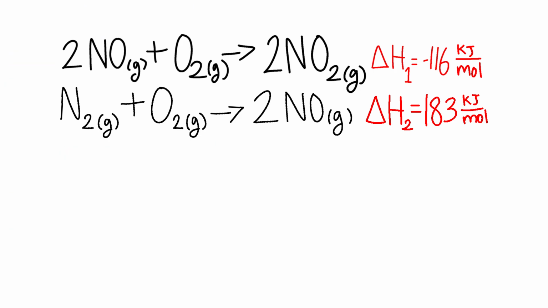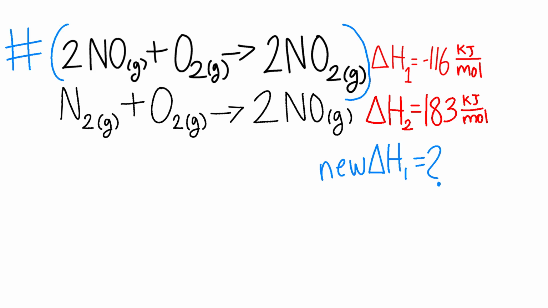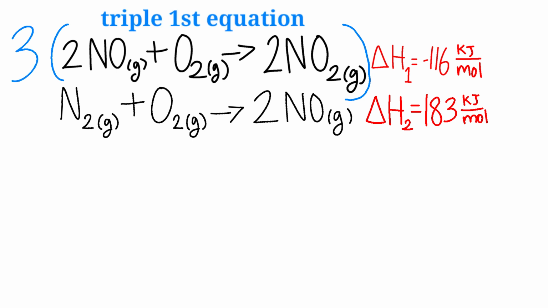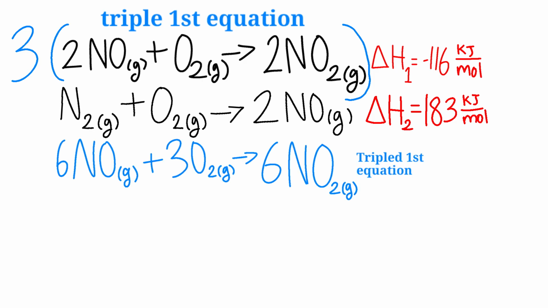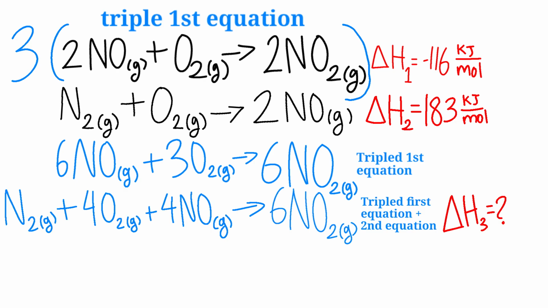There's one other thing you can do to the original equations, and that's multiplying a whole equation by a number. And when you do that, you multiply the delta H by that same number. So, with these two original equations, let's say that I want to triple this first equation. That would give me this reaction right here, and I could add it to the second reaction to give me this brand new one.